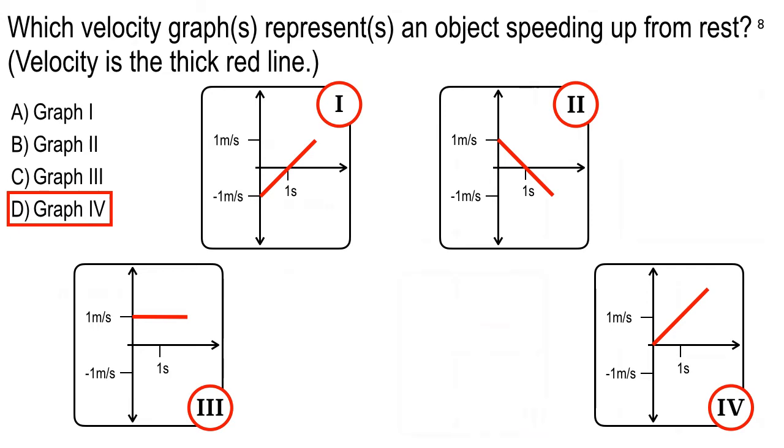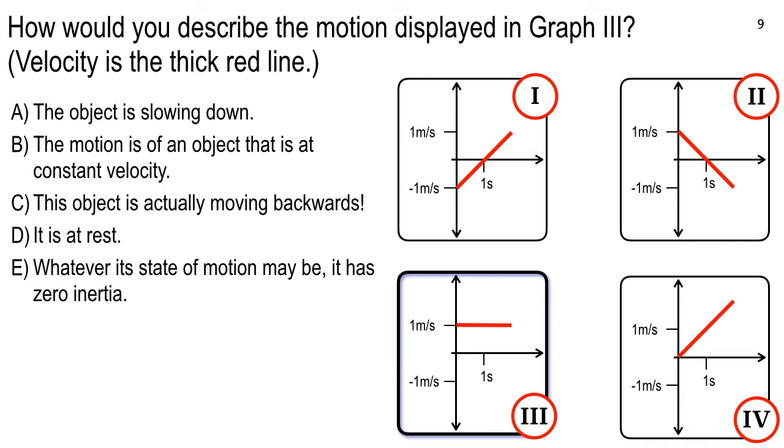Now, next question. We're just building up. I'm going to be burning your brains in a second. You crushed that one, but let's see if you can crush this one in 60 seconds. Gone in 60 seconds. How would you describe the motion displayed in graph 3? And I highlighted graph 3. That's this one in the lower right of the four graphs. Ten seconds to vote. 7, 6, 5, 4, 3, 2, 1, 0.